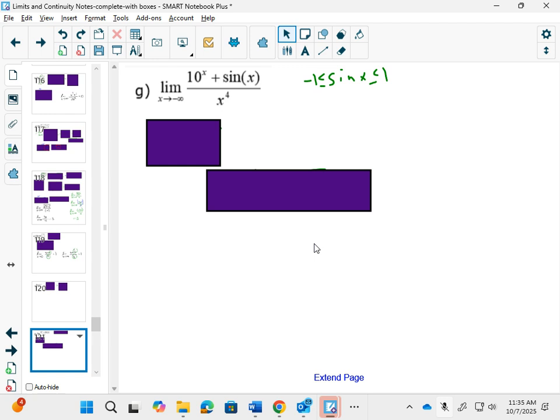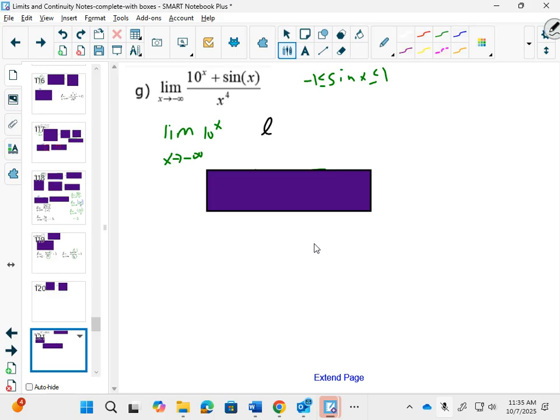Limit as x goes to negative infinity. We've got a bunch of things happening here, and the negative makes it interesting as well. We're going to think about different things separately. This, as x goes to negative infinity, would be like that if I change it to infinity, which would make it that. That part will be 0. So I know that part is 0.